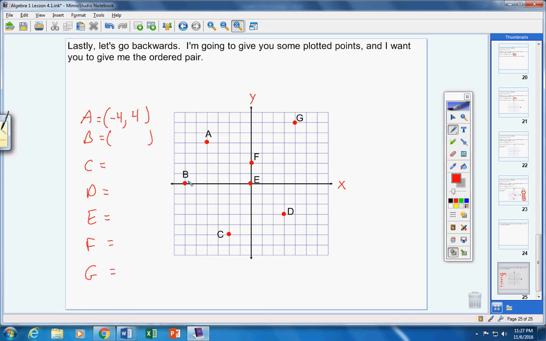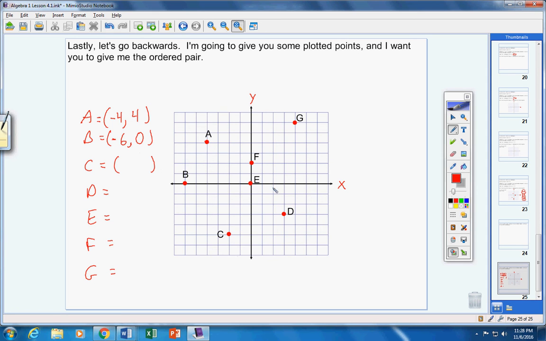Let's take a look at point B. How far to the left is it? 1, 2, 3, 4, 5, 6. Negative 6. How high or low is it? Not at all, nowhere. So we put a 0. Let's try letter C.